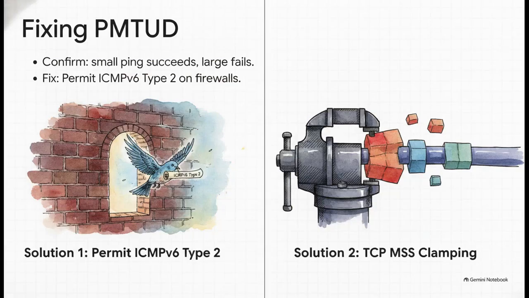You can confirm this real quick. Run a small ping. ping6 -s 100, which passes. Then try ping6 -s 1400, and it fails. So the crucial point is fixing it. You absolutely must permit ICMPv6 Type 2 inbound on all your firewalls. If you don't control the firewall causing the issue, an alternative workaround is to configure TCP MSS clamping on your router. Maybe clamp it to 1440 bytes to artificially restrict the packet size right during the handshake.